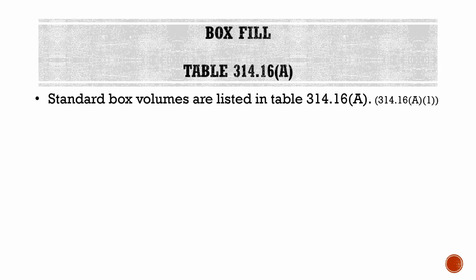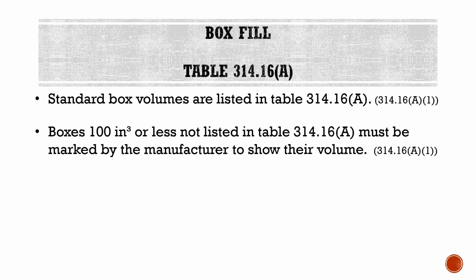So looking at our first bit of a table here, we're going to be talking about table 314.16a. There's a couple different tables in 314 that we're interested in. Standard box volumes are listed in table 314.16a. Now, when I say standard here, we're usually going to be referring to a type of box. You could go to an electrical supply store or a big box store like Lowe's or Home Depot, and you can just pick one of these up off the shelf. It's not custom made. It's not a custom ordered type of box. This is just your everyday typical use box.